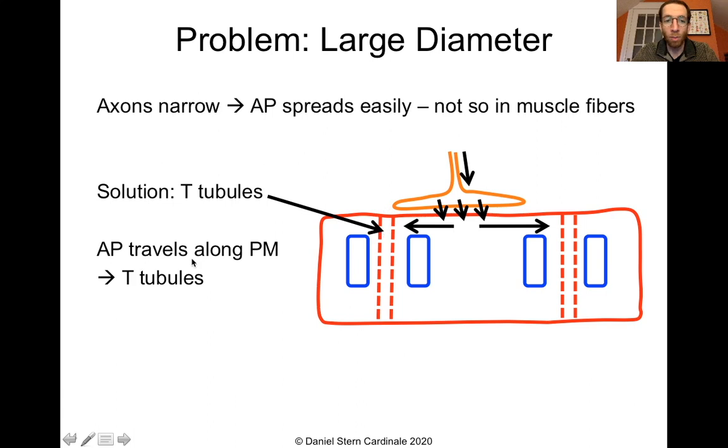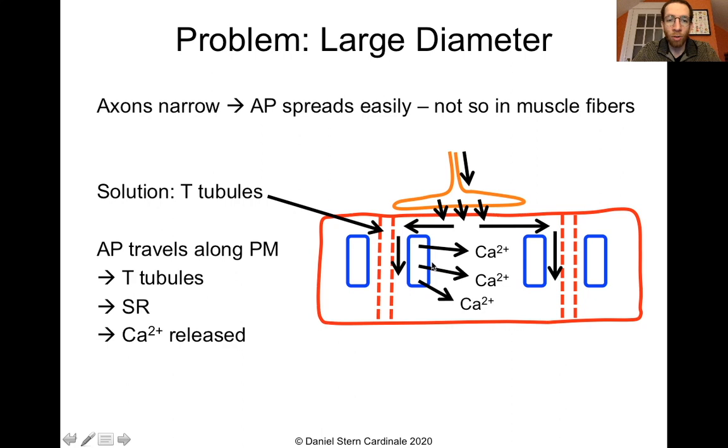That's really important because we need that action potential to travel along the T-tubules so it can interact with the SR, the sarcoplasmic reticulum. When that signal goes down the T-tubules and interacts with the sarcoplasmic reticulum, that triggers the release of calcium. Basically, there are voltage-gated calcium channels there that are triggered when that action potential travels down that T-tubule. That releases calcium.